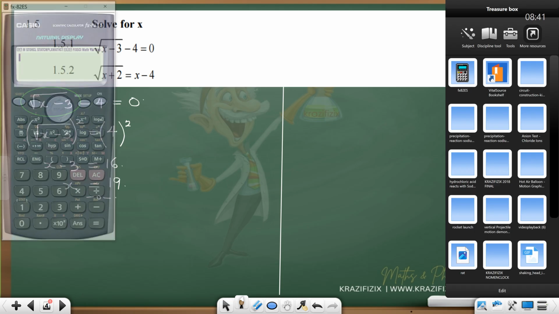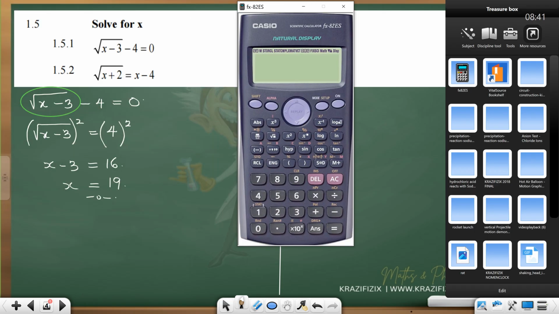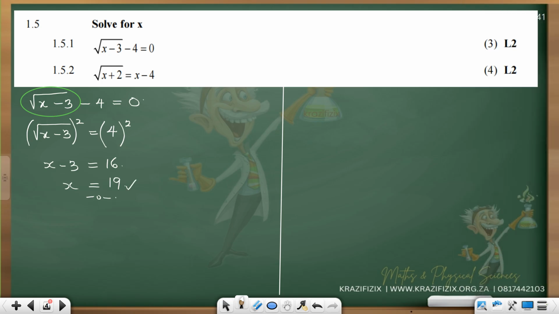It's important. I'll get a calculator and say, what is the square root of my x as 19 minus 3, then come outside of the root, minus 4. Oh, perfect. It works. That's why it's 3 marks. Simple, straightforward. It's level 1. It's not even level 2.